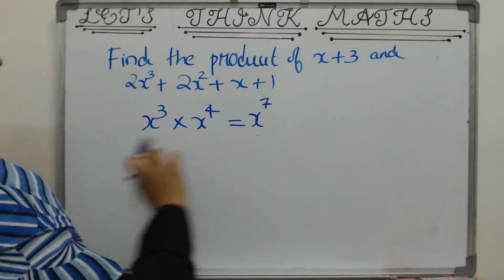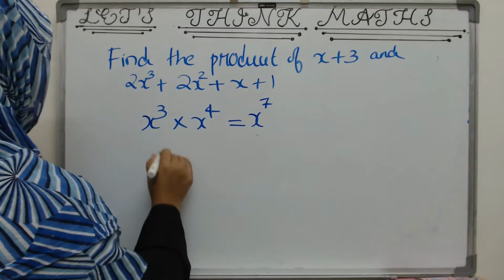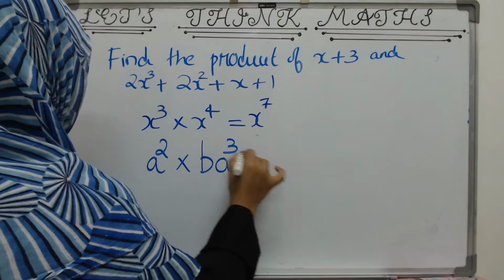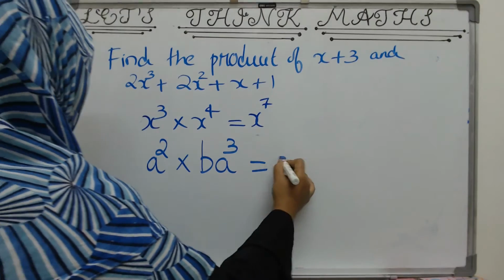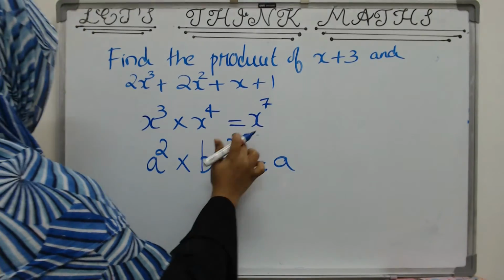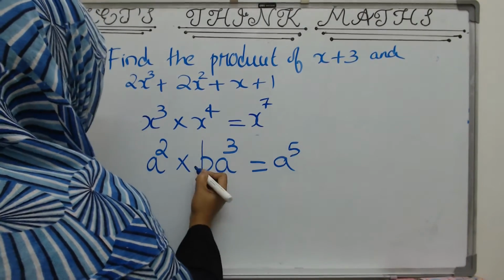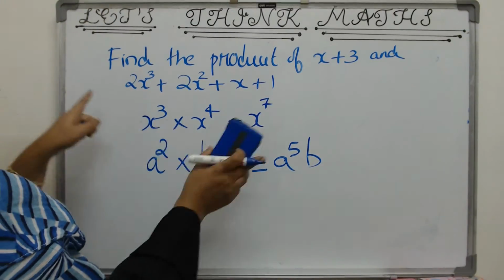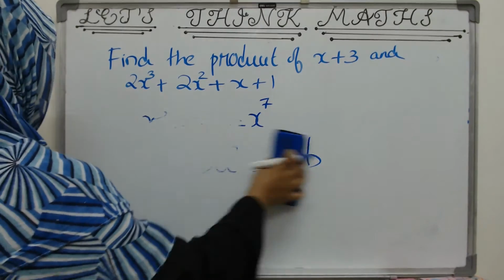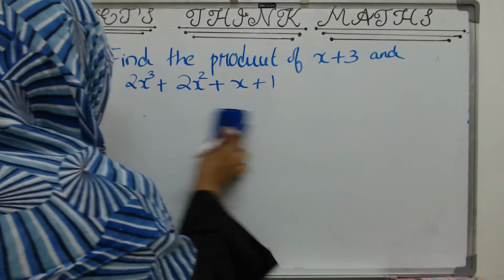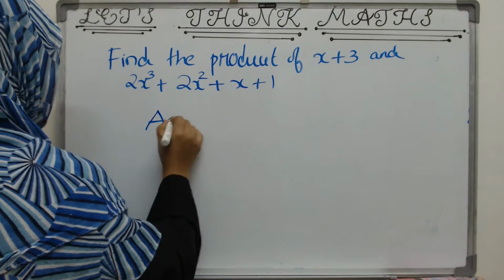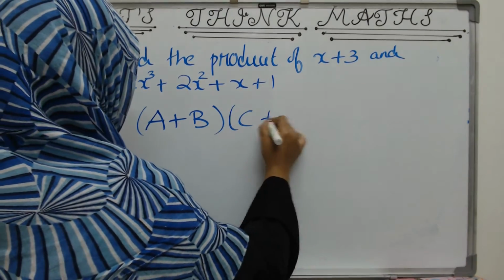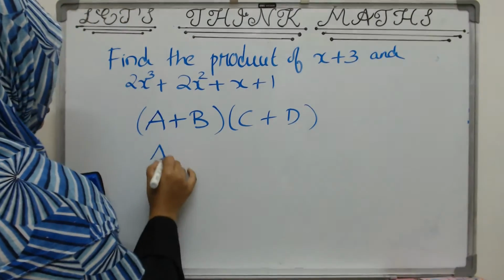So what if the variables are different? For example, a square into b a cube. That means here you have 2 a's and here you have 3 a's. You write it as a to the 5, and this b, just 1 b, you just write it like this. This is how we multiply monomials. But then when binomials and trinomials come, then what do we do? We use this system.